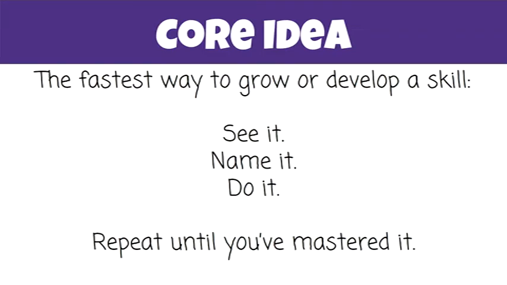Another core idea, the fastest way to grow or develop a skill: see it, name it, do it, and then repeat. See it, name it, do it, repeat. So you're probably wondering why there's see it, name it, do it. Well, see it, name it, do it has replaced the 6 steps of effective feedback.